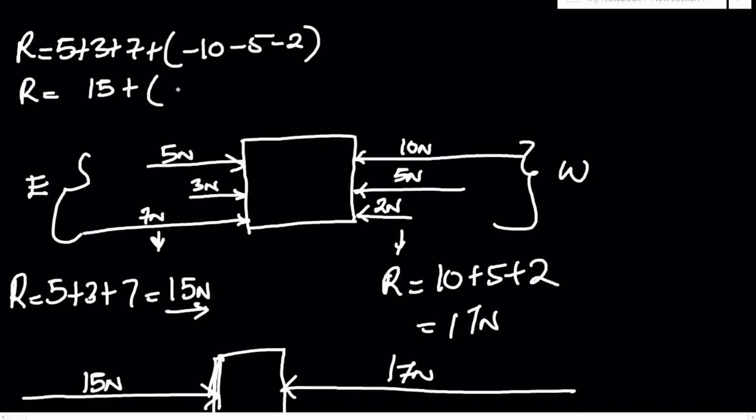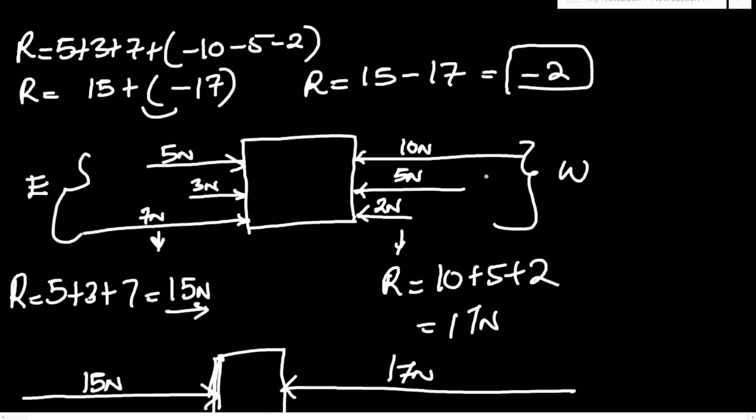So all of this should give us 15 plus. All of this should give us negative 17. Minus 10 minus 5 is minus 15, and then minus 2 is minus 17. So the resultant is 15, plus minus 17, right? And 15 minus 17 is negative 2. So the negative value we got there is telling us the direction of the resultant, that's towards the west.